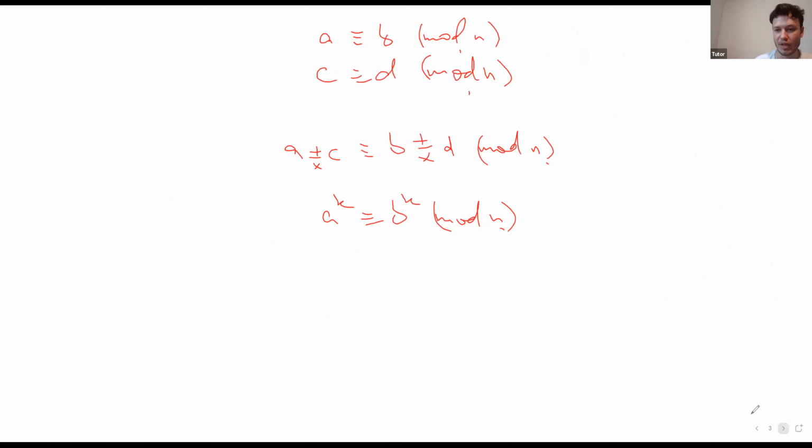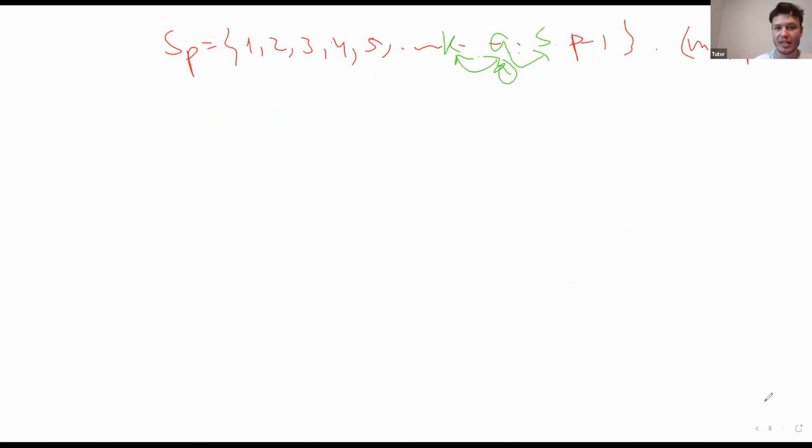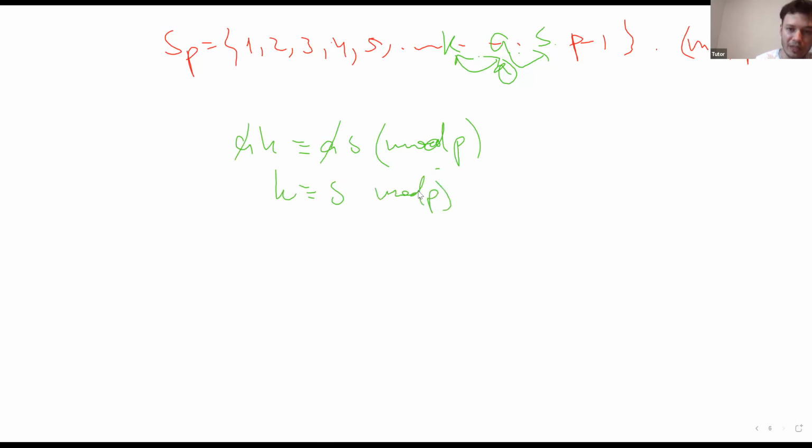So clearly A cannot go to two separate things. I cannot have AK congruent with AS mod P, because in that case, I would cancel A and I would get that K is congruent with S mod P. But K is not equal to S, and they're both between 1 and P minus 1, right? So this is a contradiction. So A is going to have only one modular inverse.